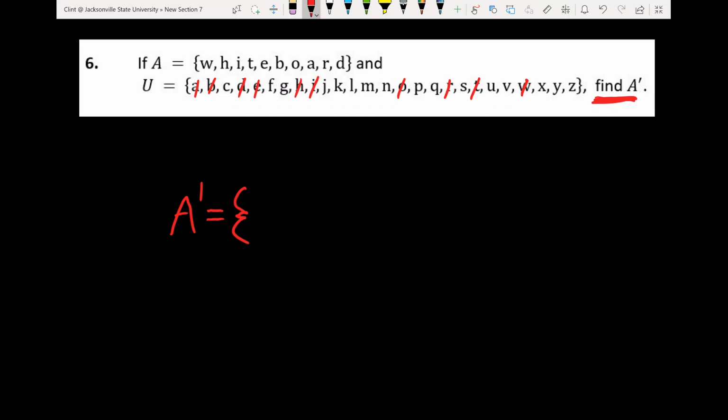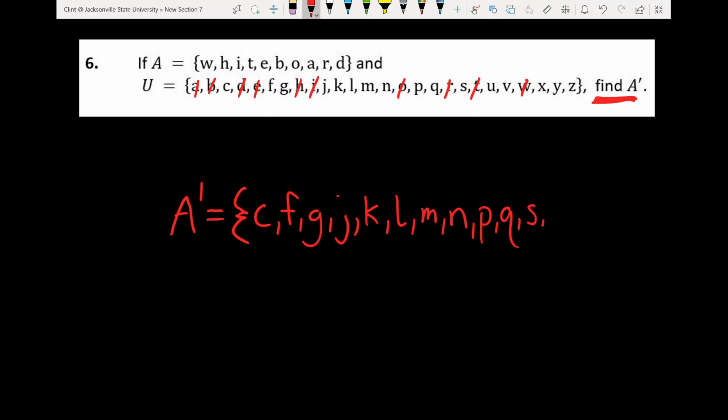So in A complement, we've got C, F, G, J, K, L, M, N, P, Q, S, U, V, X, Y, Z. I almost ran out of room there, but there's everything that's in A complement. It's all the letters that are not in A. That's A complement.